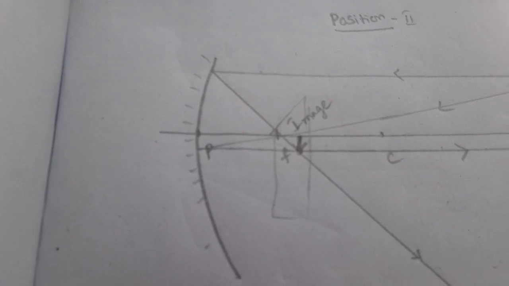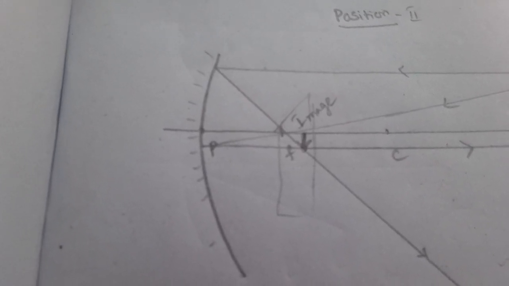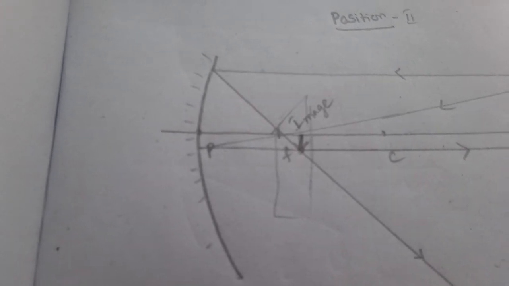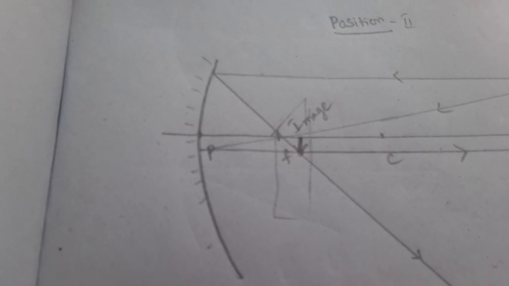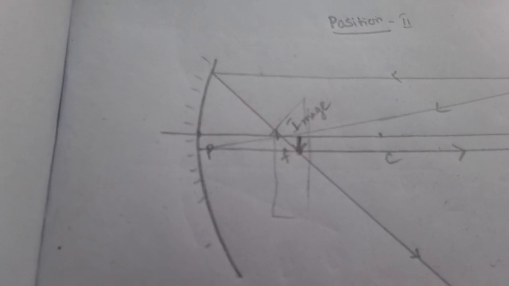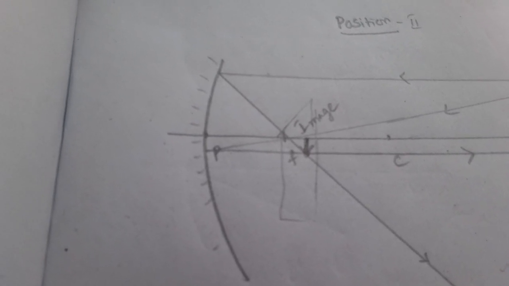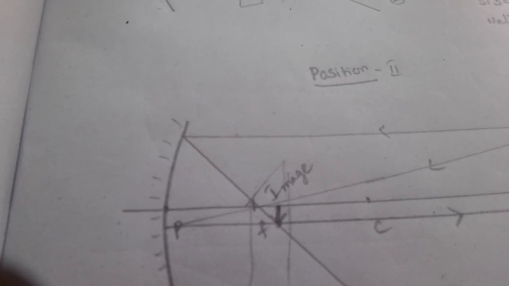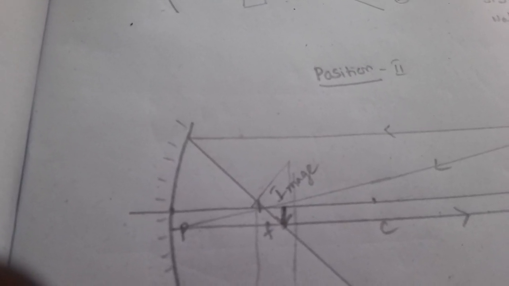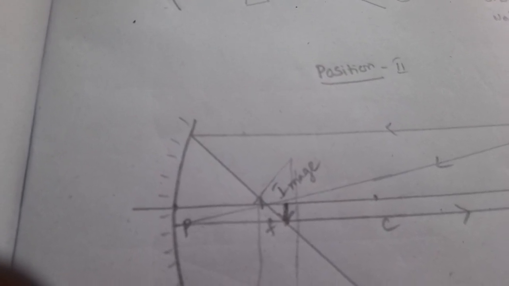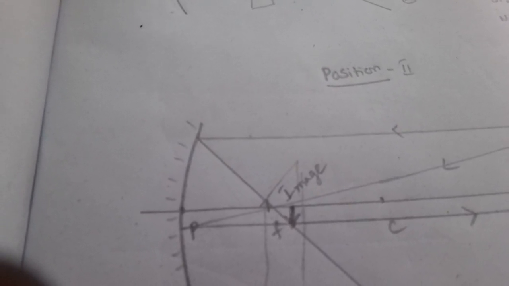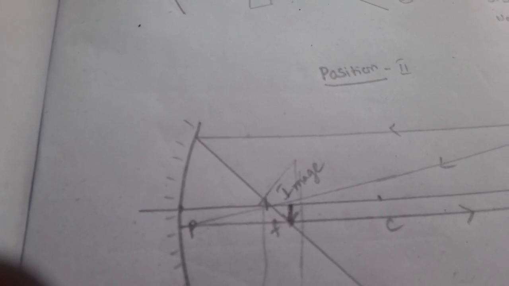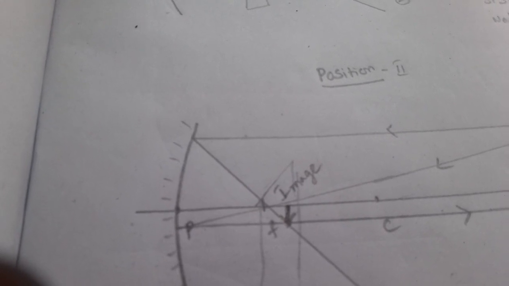If we move the screen front and back, the image can be caught exactly at this position in between focus and center of curvature. This distance will be between 15 to 30 centimeters. Arrow headed down represents inverted image. So here the image is formed between F and C, and the image is real and inverted, and we can see the size is very small.